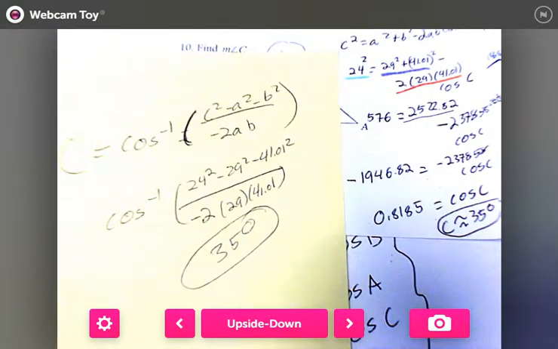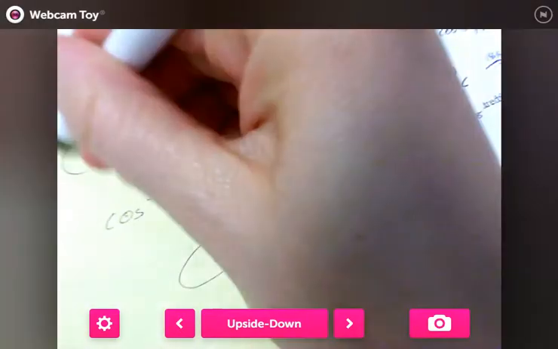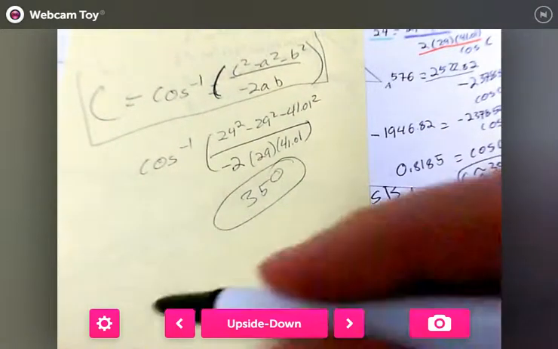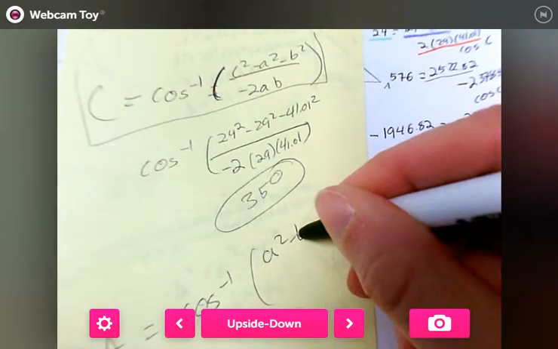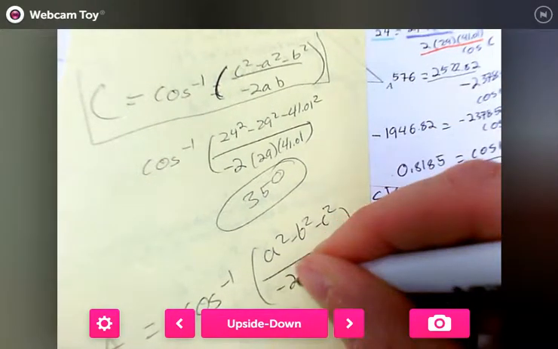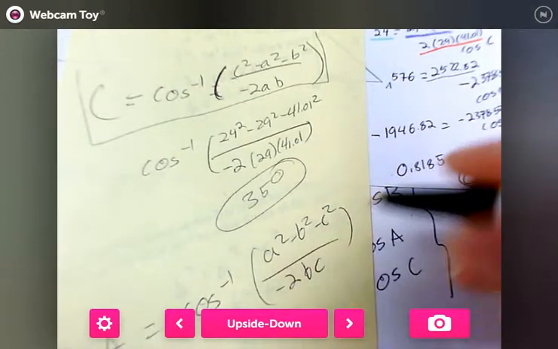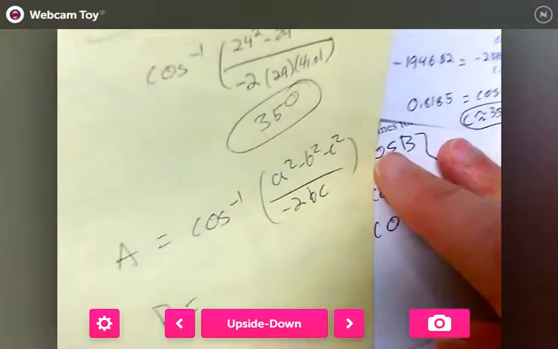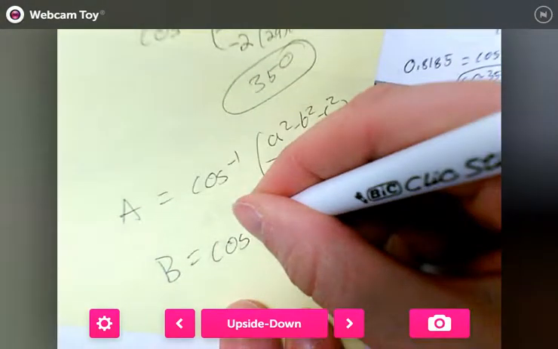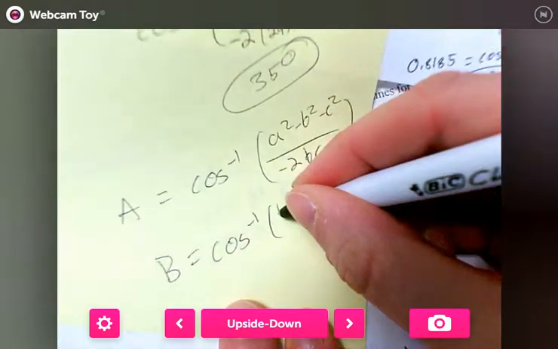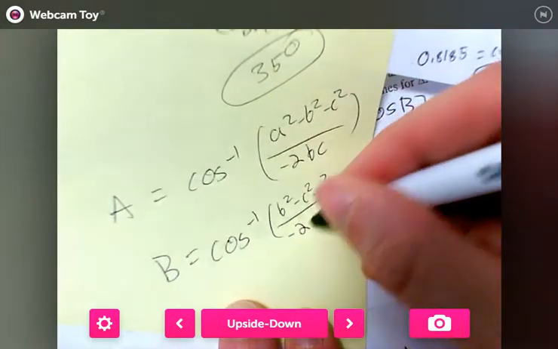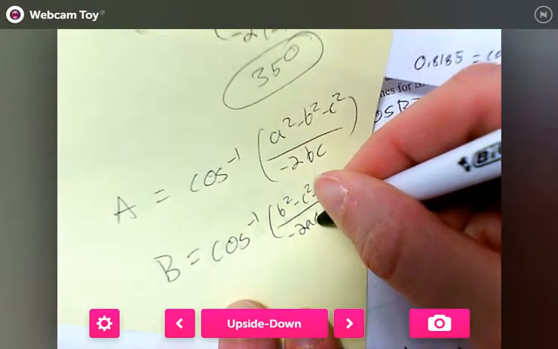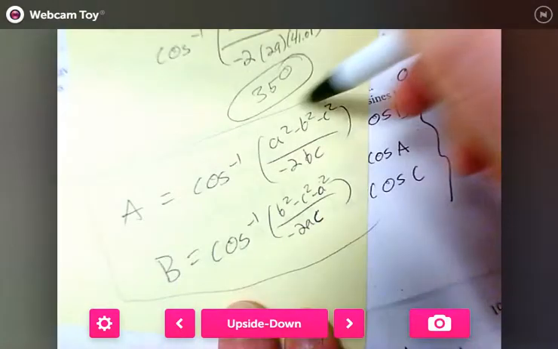All right, I am going to stop there. I am going to write down, so this is for if you're finding C. If we're finding angle A, we're going to cosine of negative 1, and we're going to go A squared minus B squared minus C squared, all over negative 2 BC. And if we're finding angle B, we're going to use cosine of negative 1, and we're going to use B squared minus C squared minus A squared, all over negative 2 AC. Okay? So those are other equations to find your angles.